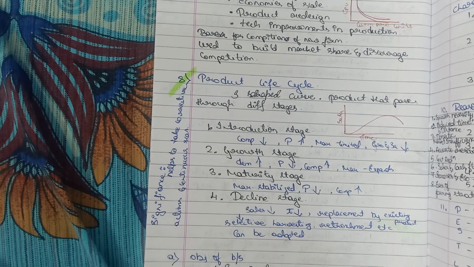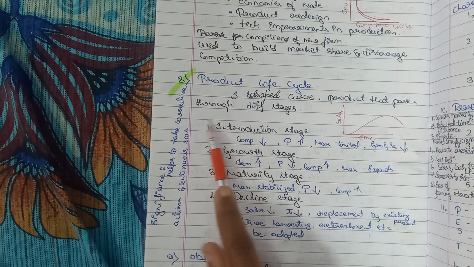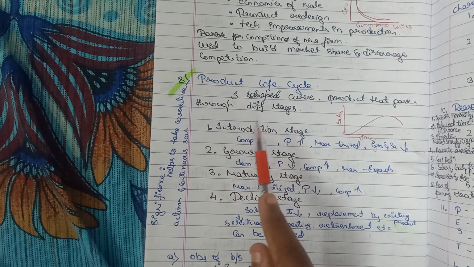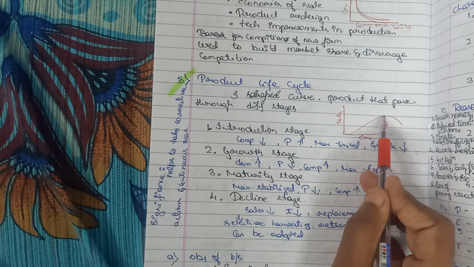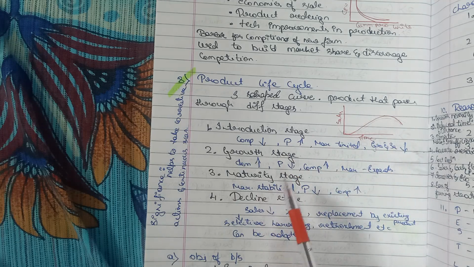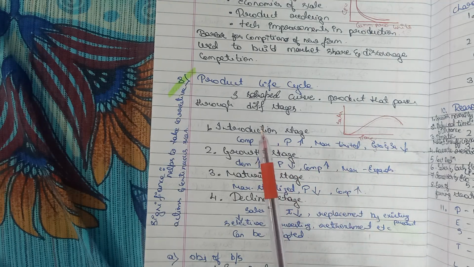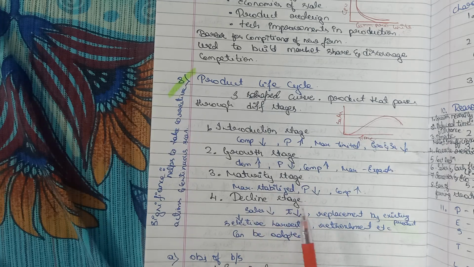What do you mean by product life cycle? It is an S-shaped curve that a product passes through during different stages of its life. We will represent this. This is an S shape. There are four stages, namely introduction stage, growth stage, maturity stage, decline stage.